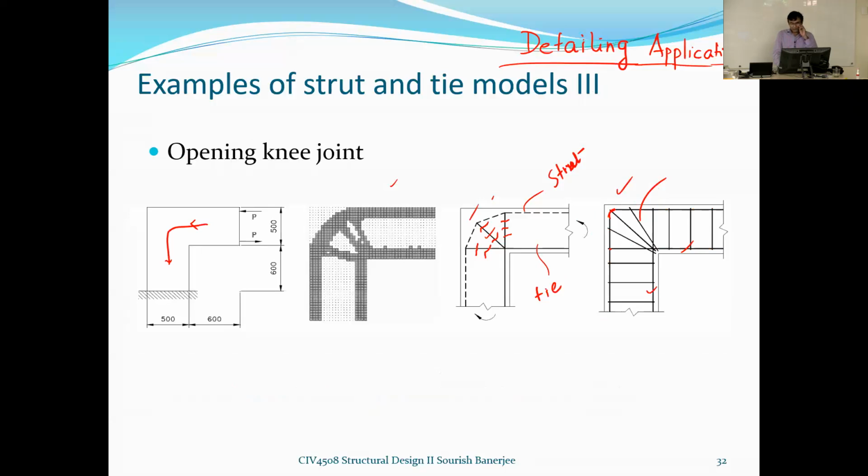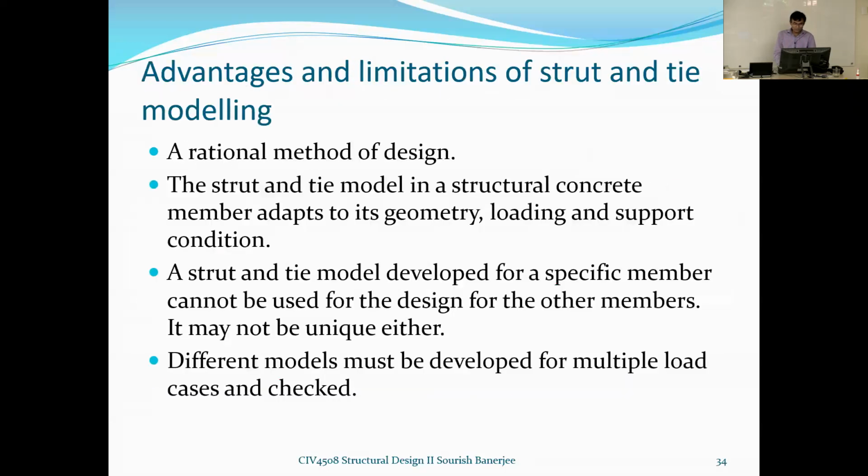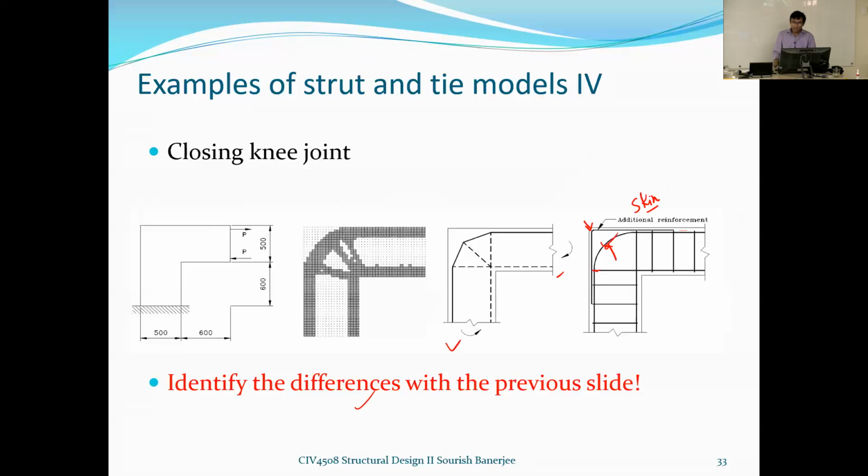Very important, what I want you to do is spend some time understanding the behavior of these two types of knee joints, opening joint and closing joint, and see how we are applying this strut and tie modeling to do an excellent detailing. Okay. Any questions?